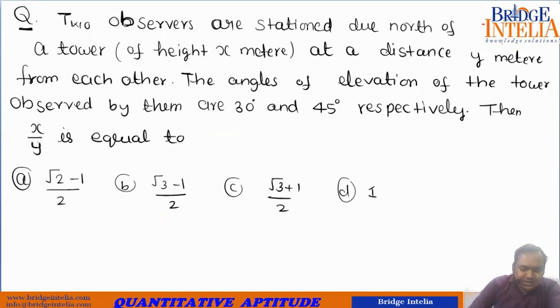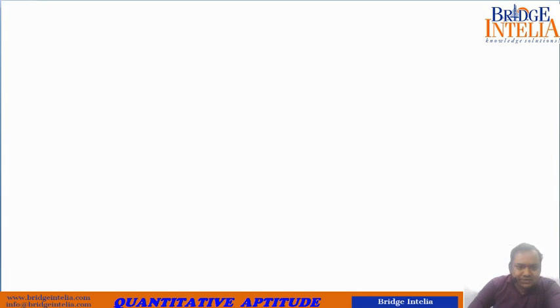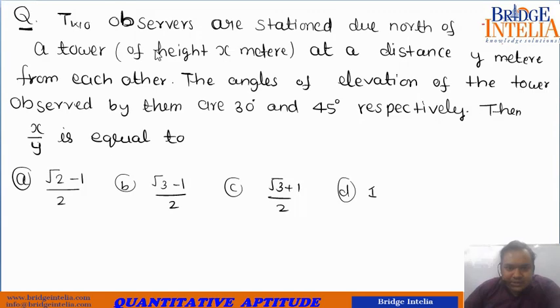So you can read this, you can take a pause, you can read this. This is a very good question. Okay, let's see what this question is about. Two observers are stationed due north of a tower of height x meters at a distance of y meters from each other. The angles of elevation of the tower observed by them are 30 degrees and 45 degrees respectively. Then x by y is equal to which of these?